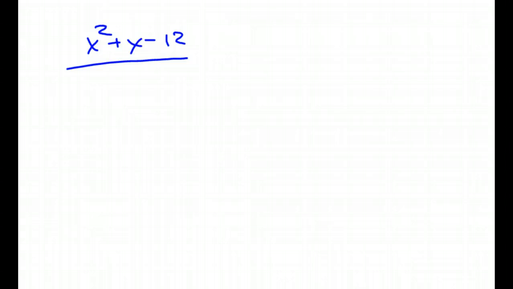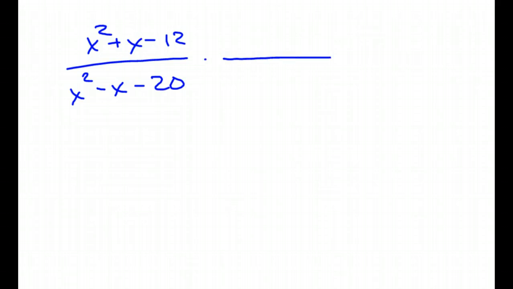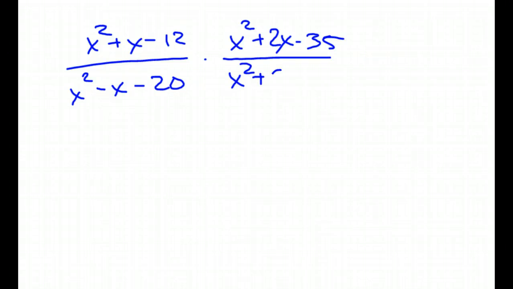Okay, so what they start out with is some contrived problems, like x squared plus x minus 12 over x squared minus x minus 20, and they multiply that times the fraction x squared plus 2x minus 35 all over x squared plus 9x plus 14. It takes you longer to write out the problem than it does to solve the problem.